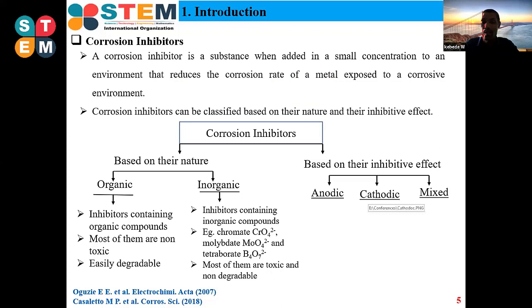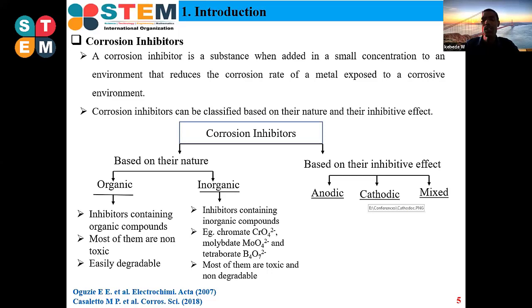toxic. So I chose the environmentally friendly inhibitor, that is cysteine. Cysteine is a kind of organic inhibitor. It is an amino acid. The other classification of corrosion inhibitors is based on their inhibitive action. They may be anodic, cathodic, and mixed type.